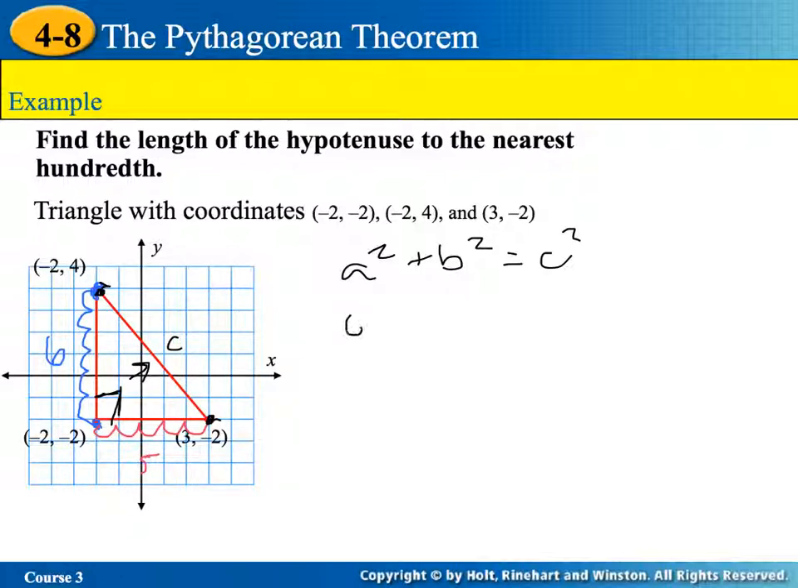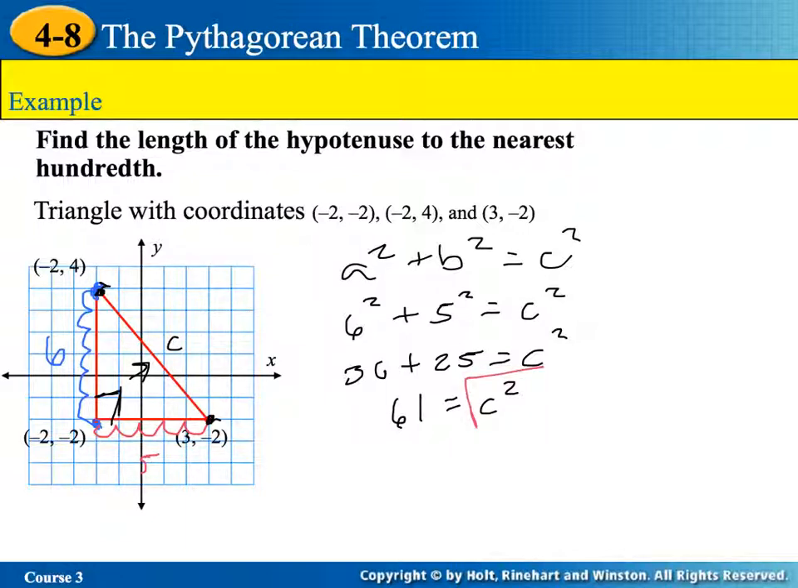So now, a squared plus b squared equals c squared. Plugging in these points, I get 36 plus 25 equals c to the second. 36 plus 25, 61, is equal to c squared. How do you get rid of that exponent? Square root. The square root of 61 is 7.81, so c equals 7.81.